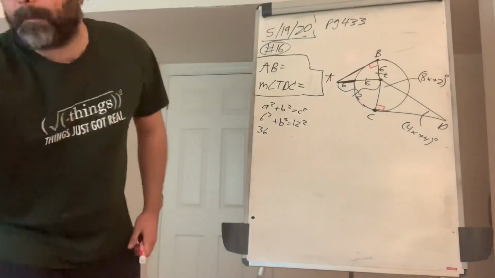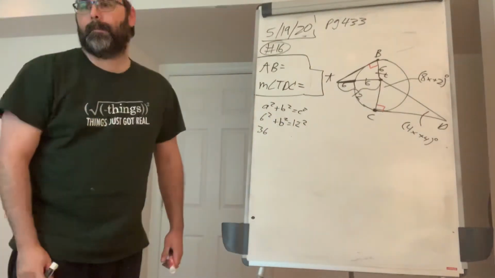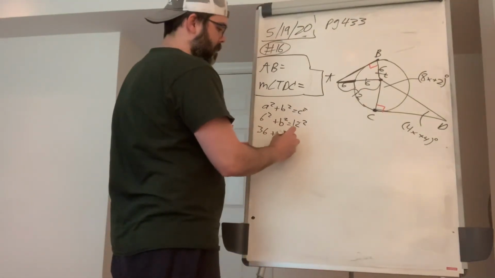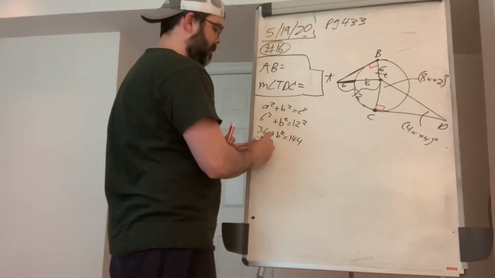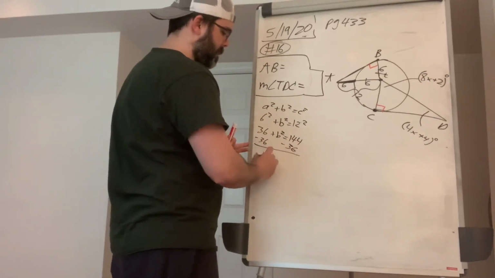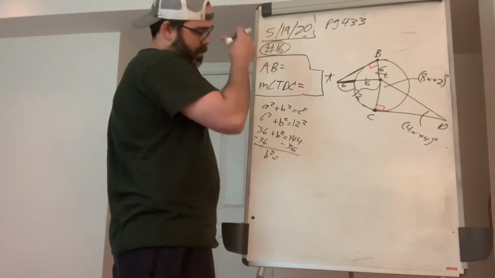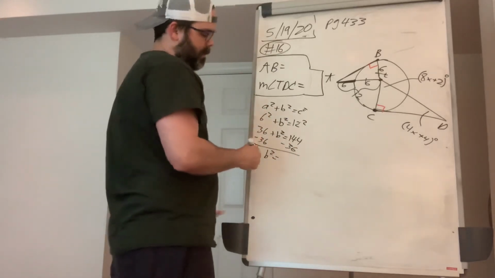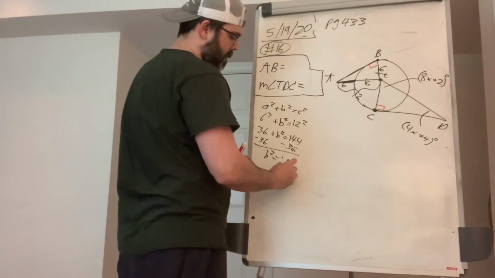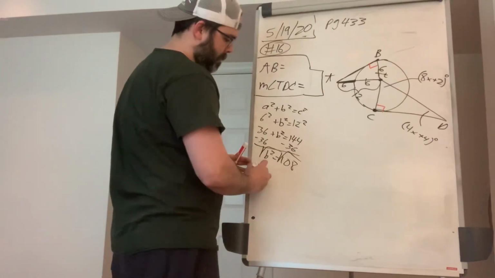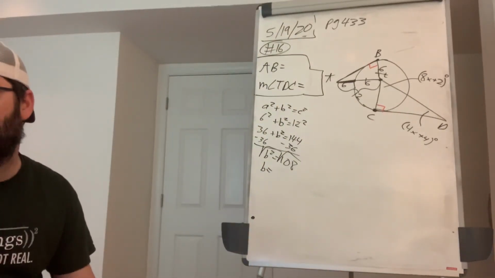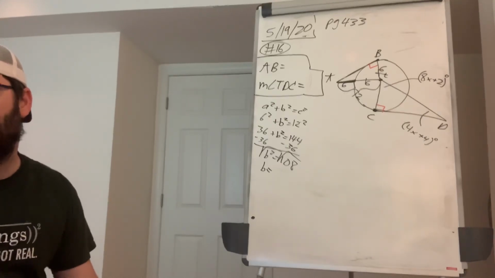Did I lose anybody there? You guys see what I did? Okay. All right, so 36 plus B squared equals 144. Minus 36 from both sides, so B squared equals 144 minus 36, which is 108. Find the square root of both sides and you get B equals the square root of 108, which is about 10.4.